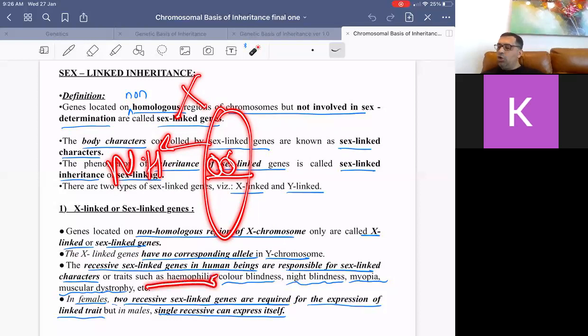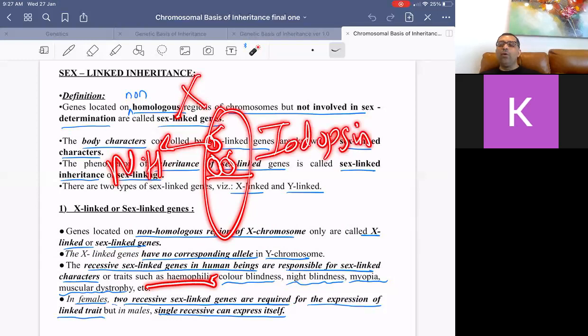If the gene for iodopsin, which is responsible for the pigmentation of the cones of your eye, is defective, and the cones of the eye are for color vision, so the cones in the eye for color vision will not make iodopsin properly, then you cannot distinguish between colors. And that is called color blindness.